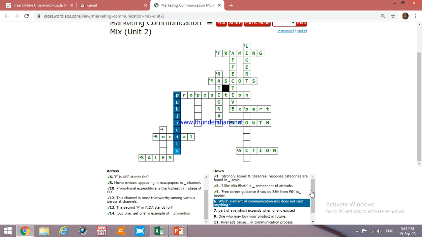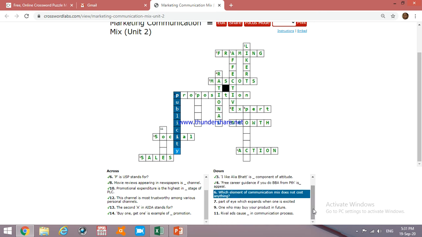Part of the eye which expands when one is excited. This question is basically from the attitude measurement topic, wherein I talked about pupilometers. Pupilometers are used to measure the change in the size of the pupil, which is part of the human eye, right? And I had told you that an expanding pupil means interest. So if you are interested in something, the pupil expands.